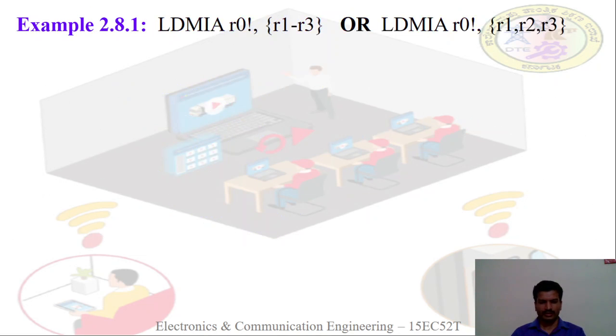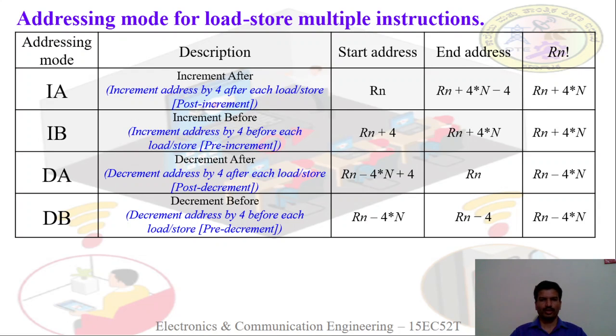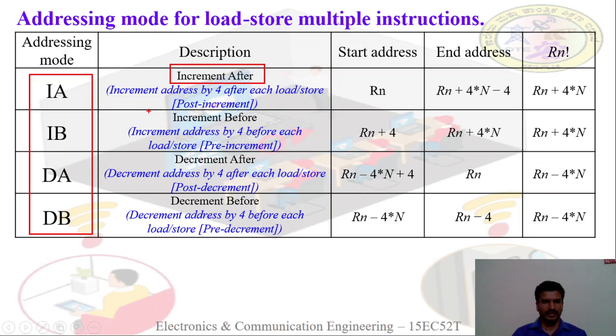This is the addressing mode, the different addressing modes supported for the load store multiple instructions. Here we have 4 addressing modes: IA, IB, DA and DB. IA means increment after, IB means increment before, DA means decrement after, DB means decrement before. Here we are moving multiple words from register to memory or memory to register, and we specify only the starting address of the memory.